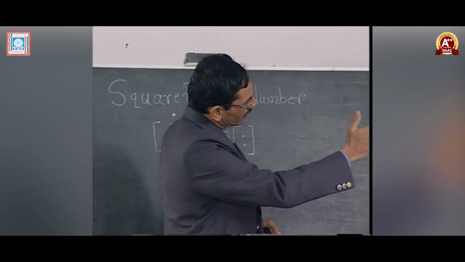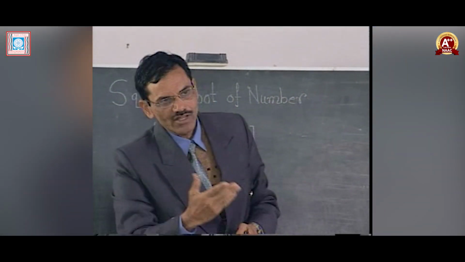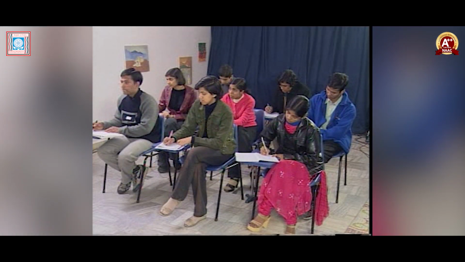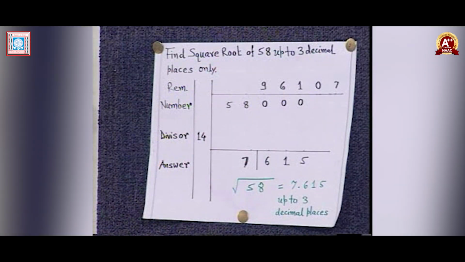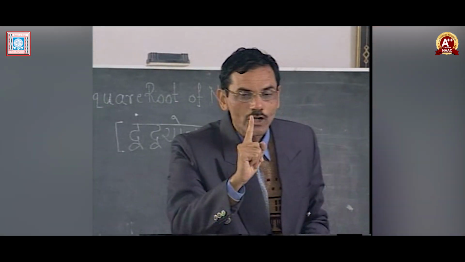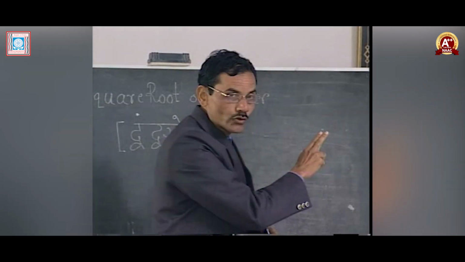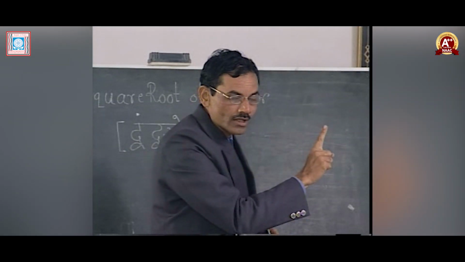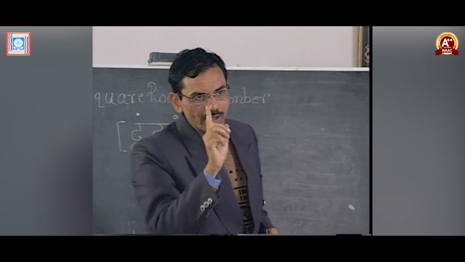Just to facilitate the calculations, nothing more. You can have as many places as you want. Start with 58. How many groups? A single group. Yes, you have to group it. Definitely group it, but only one group because there are 2 digits only. That group part is to be remembered very clearly.